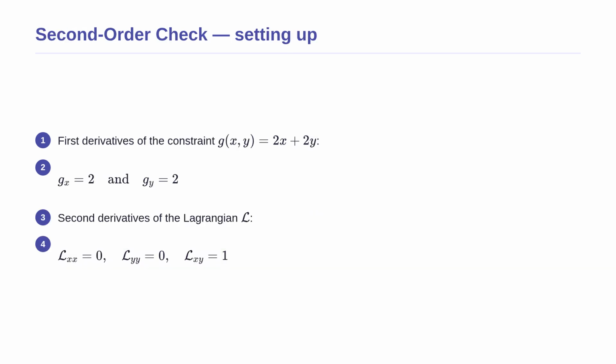Before we celebrate our maximum area, we must rigorously verify it using the bordered Hessian test. This chunk of our proof establishes that our critical point is a true peak rather than a valley or a saddle point. We need the first derivatives of our constraint, which are simply 2 for x and 2 for y. We also need the second derivatives of our Lagrangian function. The second derivative with respect to x twice is 0, and with respect to y twice is also 0. The mixed partial derivative is exactly 1. This perfectly sets up the matrix we need for the final calculation in the next step.